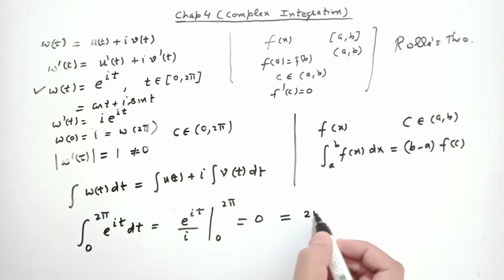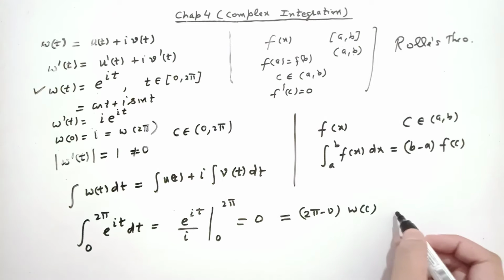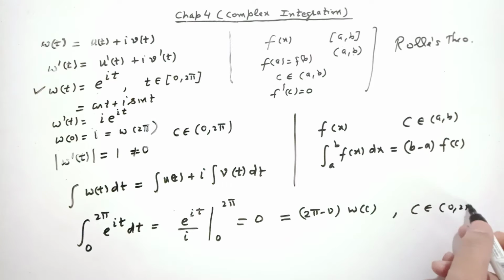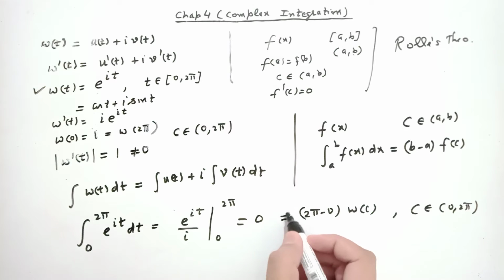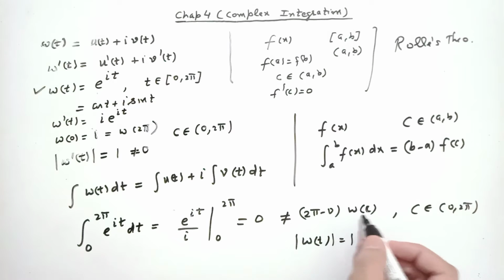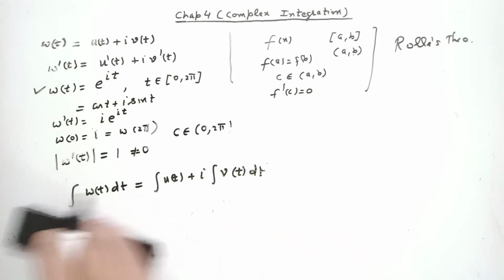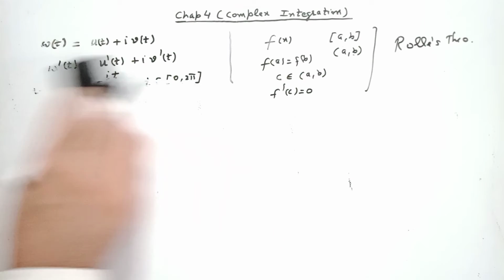Is it equal to (2 pi minus 0) into f(c)? f(c) means here W(c) for any c in this interval 0 to 2 pi. No. Why? Because W(t) is never 0. You can check its modulus. Its modulus is 1, which is non-zero for all t. So you cannot find any c for which it is 0. It means it is non-zero, so it cannot be equal to 0. So again you see the mean value theorem of integral calculus is not respected with this definition, but anyways these are the definitions of differentiation and integration for a complex valued function of real variable.